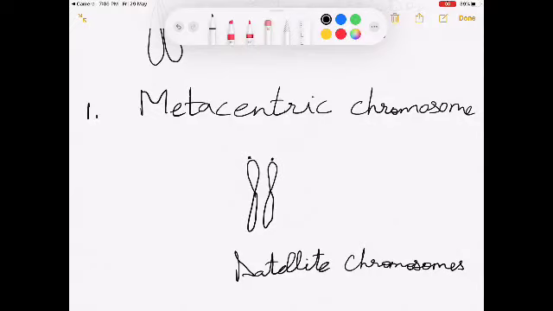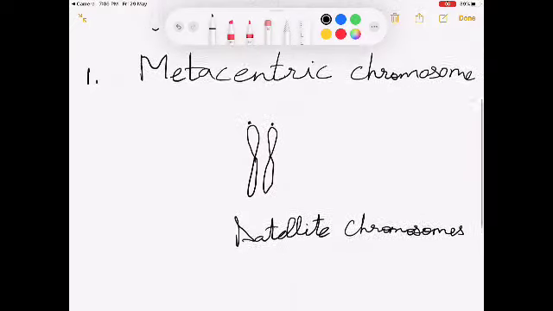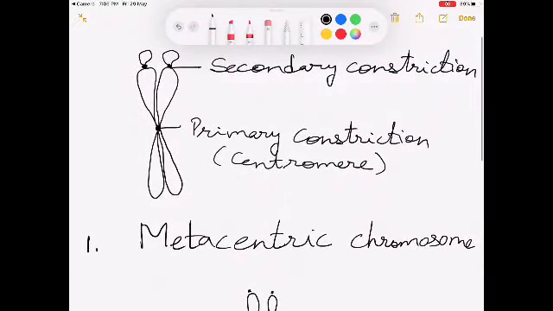Now this is our first category, the metacentric chromosome. When the centromere is lying at the center of the chromatids, it is called a metacentric chromosome, and these two are called chromatids. So students, this is your primary constriction, and we can say that it is a metacentric chromosome.